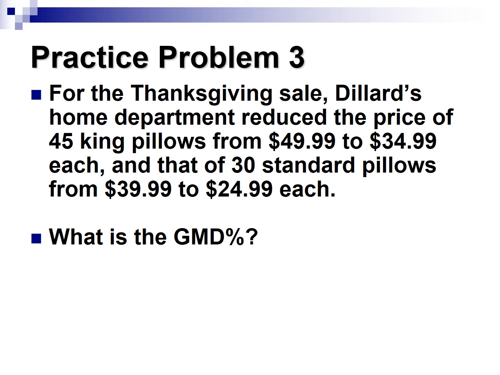Here we have to first calculate the dollar markdown for each group of merchandise, from which we can eventually calculate gross markdown dollar. And then gross previous retail will have to be calculated based on the previous retail price of each of these two groups of merchandise, to eventually reach gross markdown percent. Let's work on this problem. Let's pause the video here for a little while you are working on the problem.